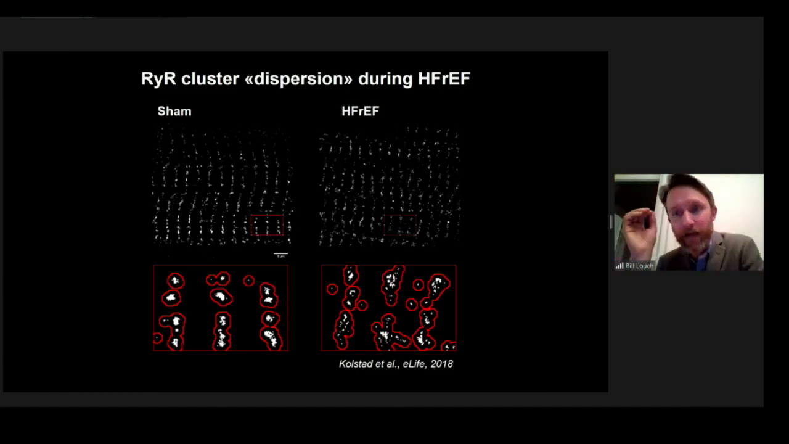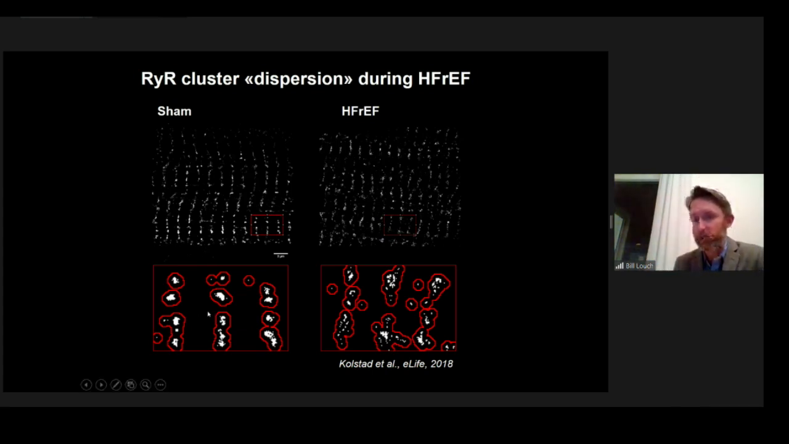Now, I talked about these higher resolution imaging techniques that we can now use, such as super resolution imaging. And I showed you how we can image individual calcium release channels, the ryanodine receptors. And in the normal heart, the healthy heart, these are grouped together in clusters. We know that this allows them to open and close together to make what we call calcium sparks.